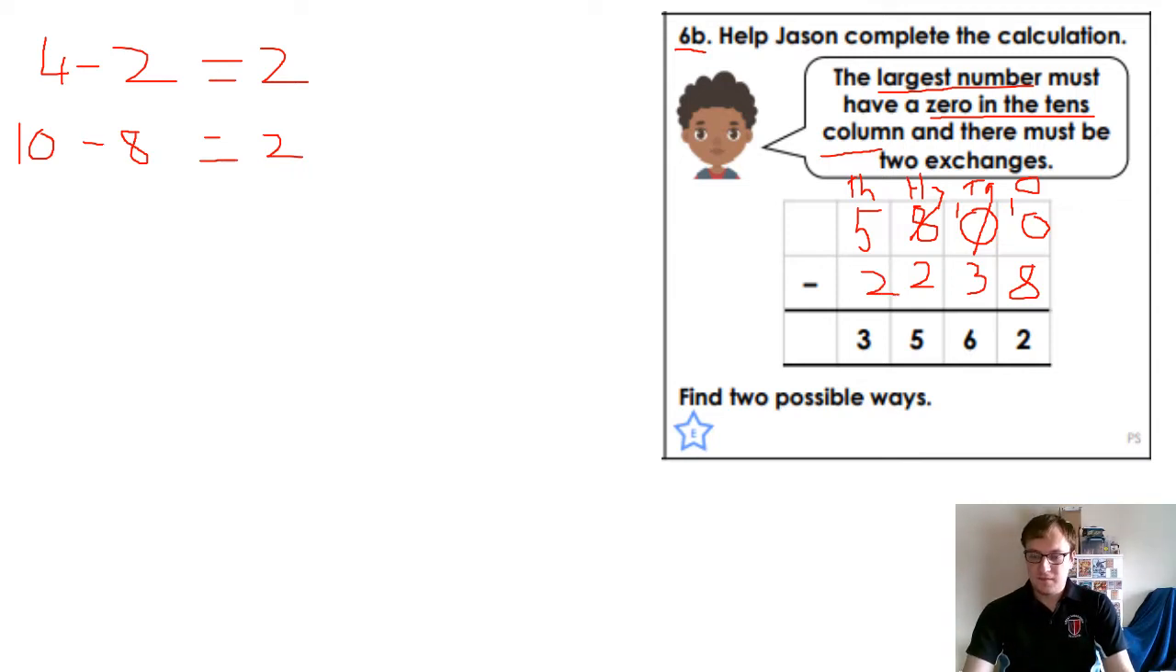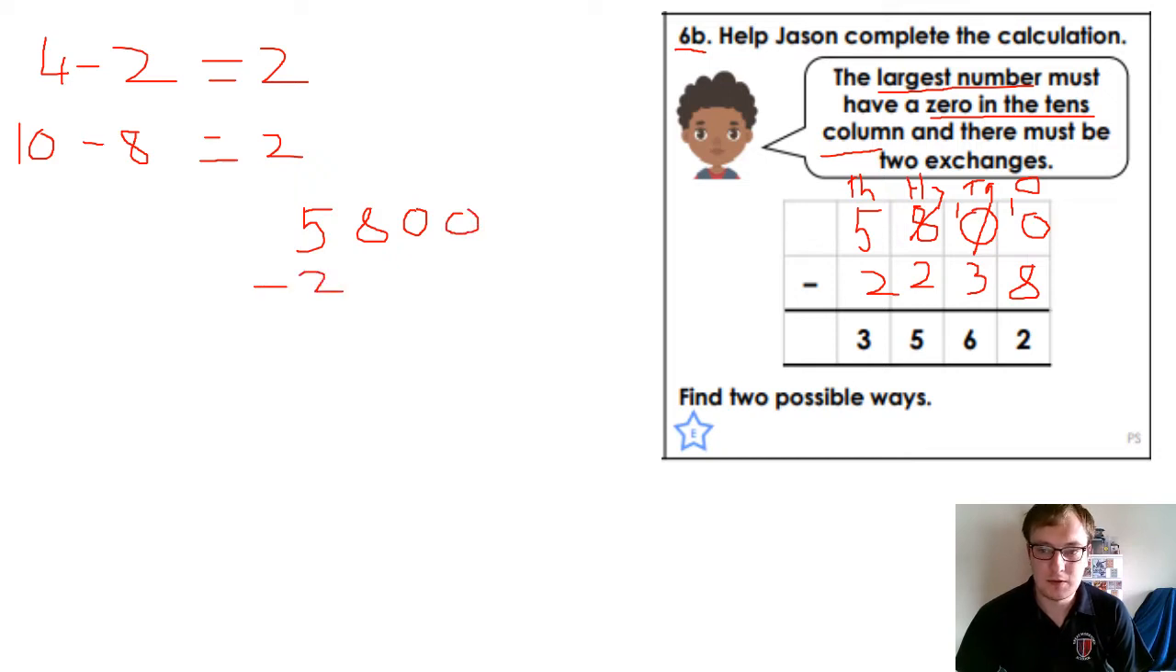Right. I've done a lot of problem solving there. I'm going to explain what I did a lot more clearly because I'm practicing myself as I'm recording this video. First of all, I had the number 5,800 take away 2,238. Let's just check if this does everything that Jason wanted.